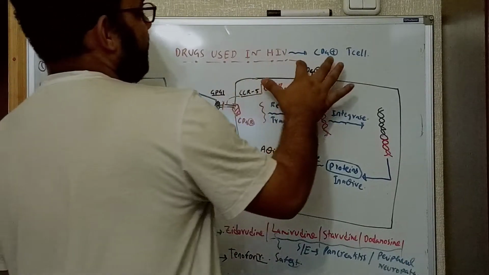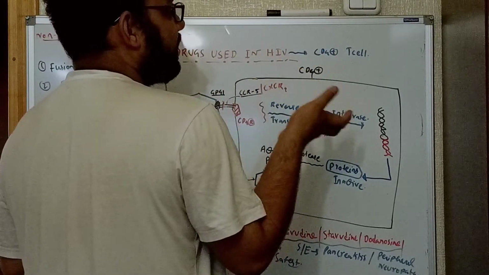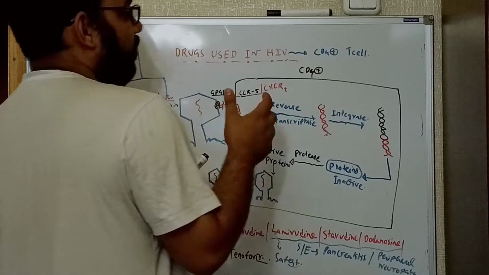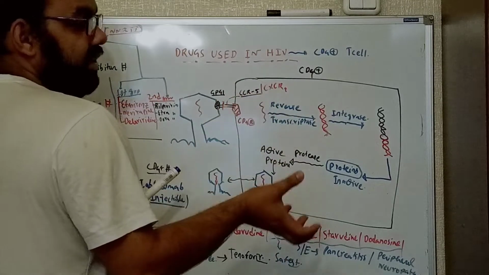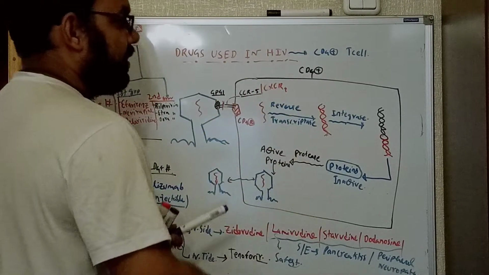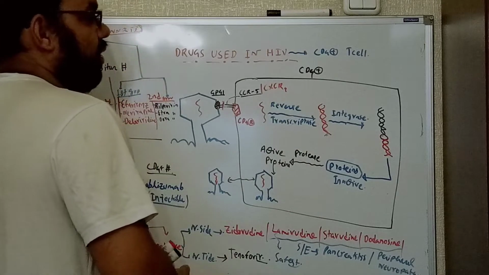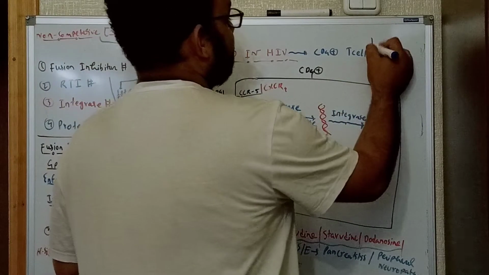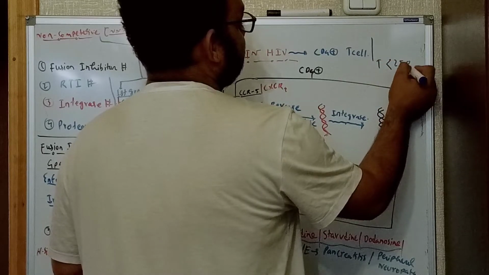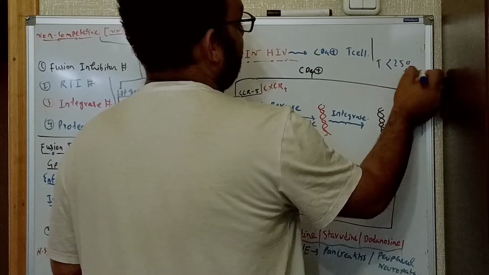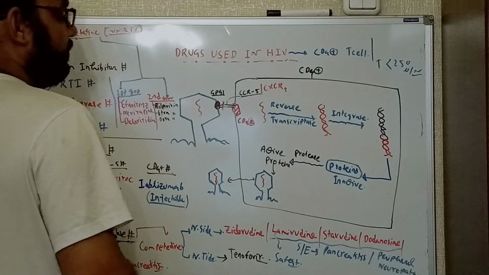HIV has a nature that it loves to react with CD4 positive cells. From the term it's very easy to understand: HIV means human immunodeficiency virus. That means they will suppress the immune system. As a result, we will see a T lymphocyte count that will be less than 250.